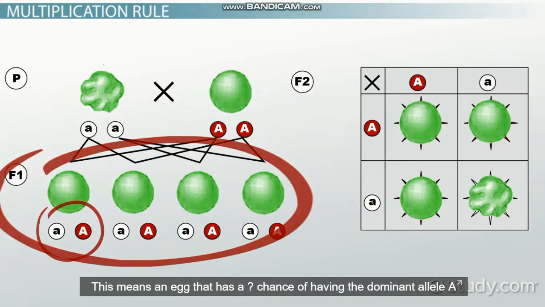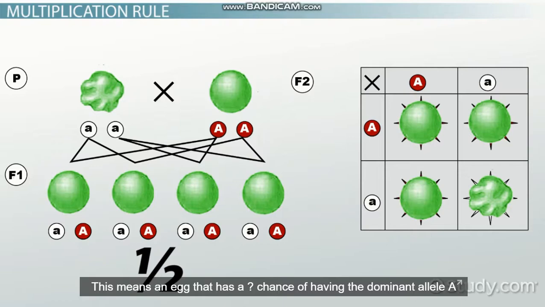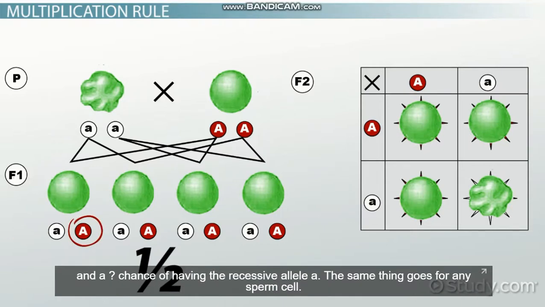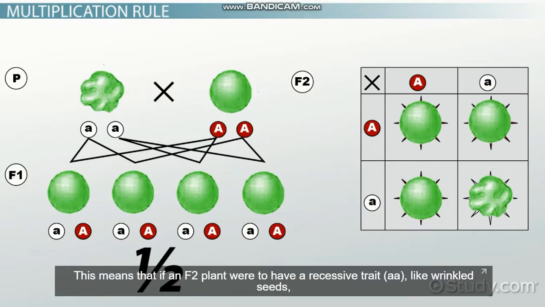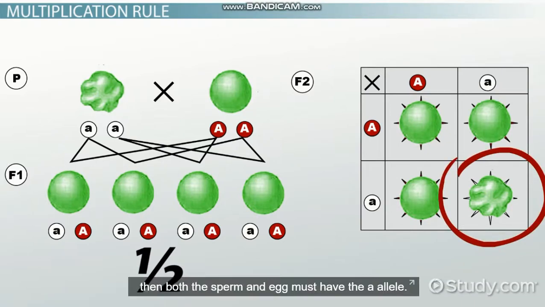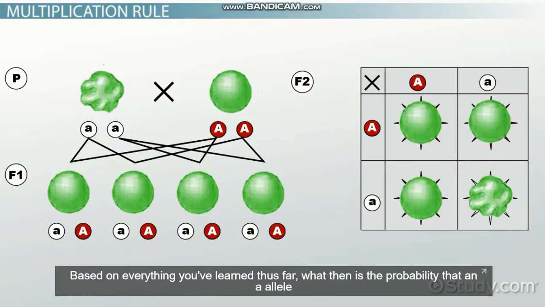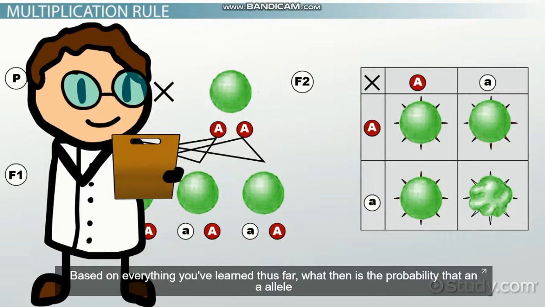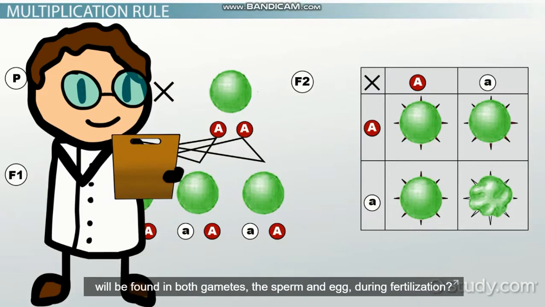This means an egg has a 1/2 chance of having the dominant allele big A, and a 1/2 chance of having the recessive allele little a. The same thing goes for any sperm cell. This means that if an F2 plant were to have a recessive trait, little a, like wrinkled seeds, then both the sperm and egg must have the little a allele. Based on everything you've learned thus far, what then is the probability that a little a allele will be found in both gametes, the sperm and egg, during fertilization?